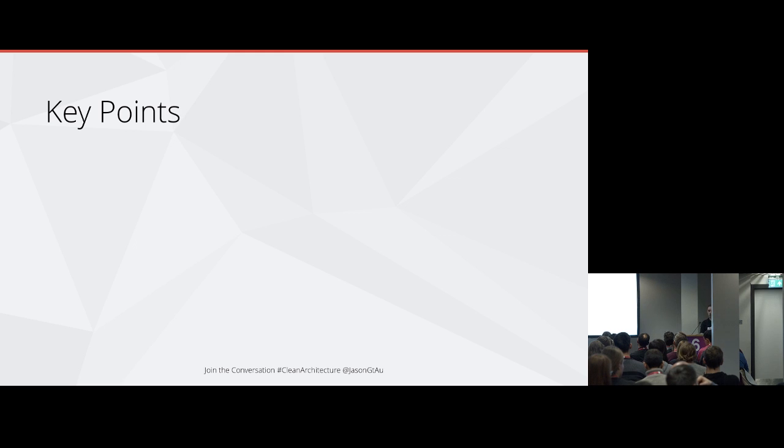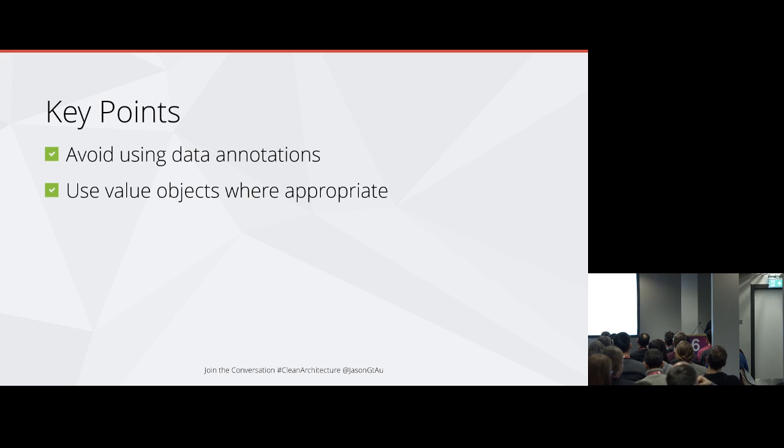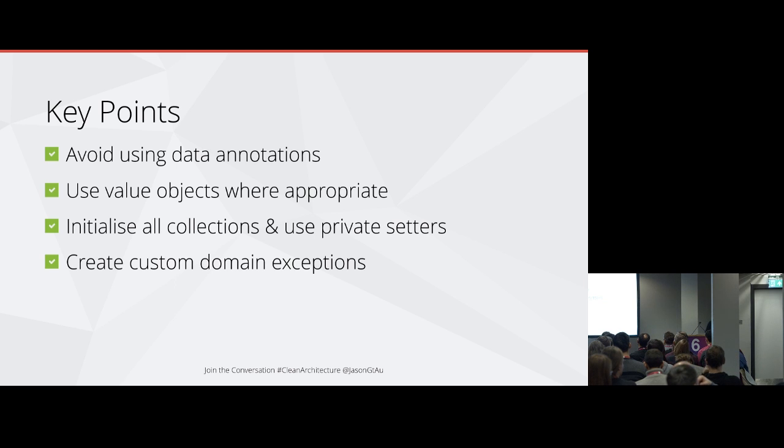Okay, so key points. Avoid using data annotations. Use value objects where appropriate. Just think, is it really a primitive type or is it a more specialized object? Initialize all collections and use private setters. Create custom domain exceptions because they're going to be a lot easier to debug.